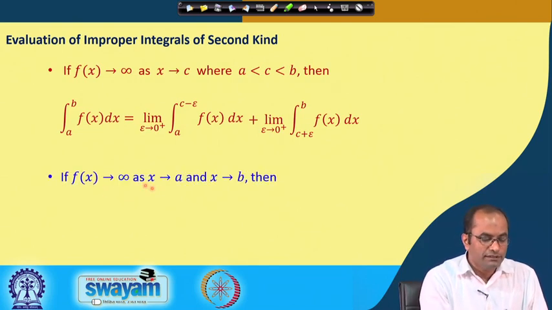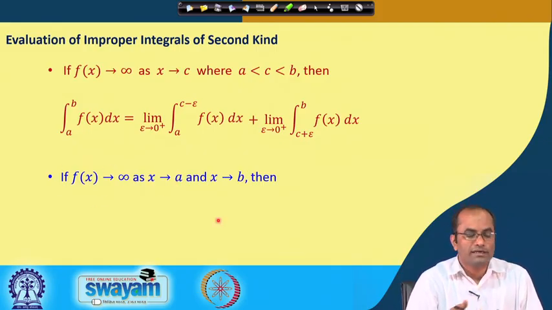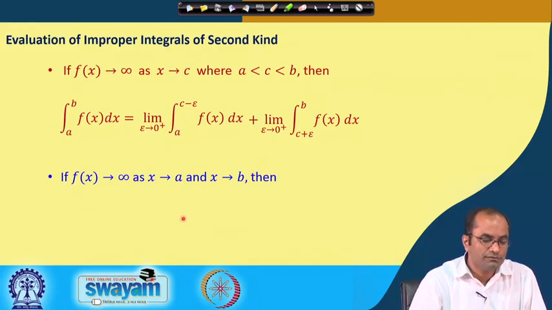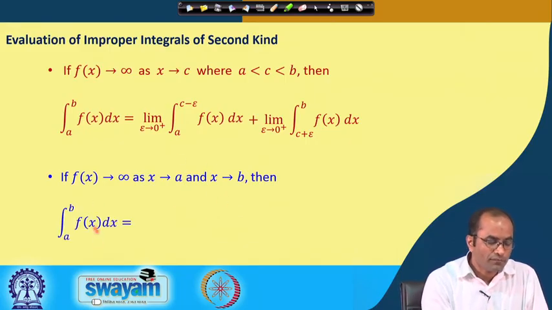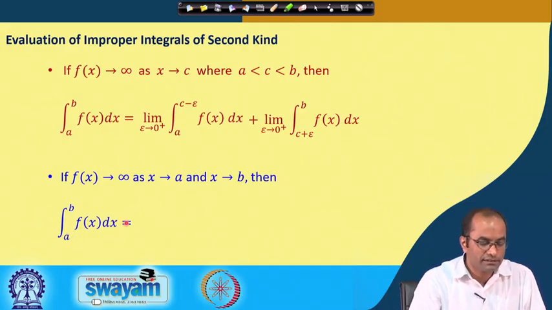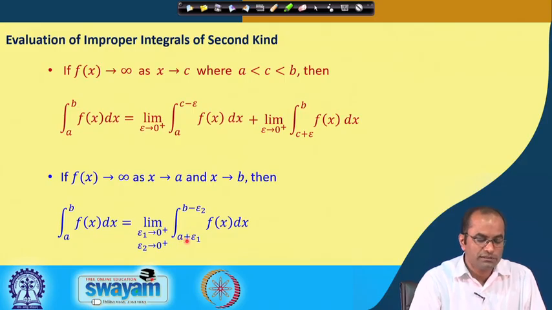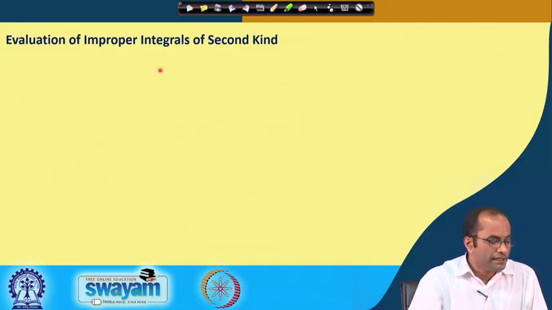So, if f(x) goes to infinity at both the ends, like x goes to a and also x goes to b, this is another possibility for this second kind of integral. In this case we can evaluate the integral from a to b of f(x) dx by introducing a plus epsilon 1 and b minus epsilon 2, and then taking the limits as epsilon 1 approaches 0 from the right and epsilon 2 approaches 0 from the right. Now, we will take some examples where we can evaluate, but just again a remark.